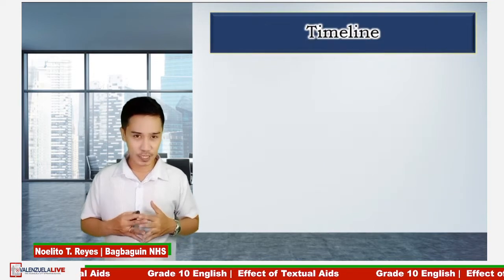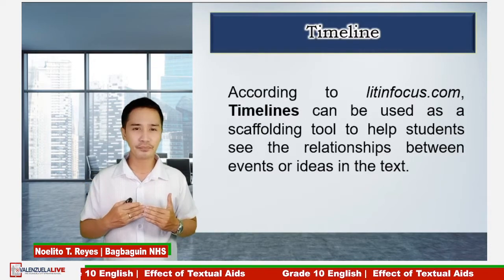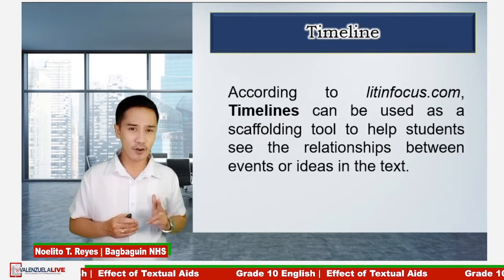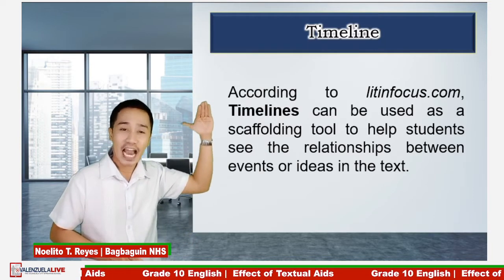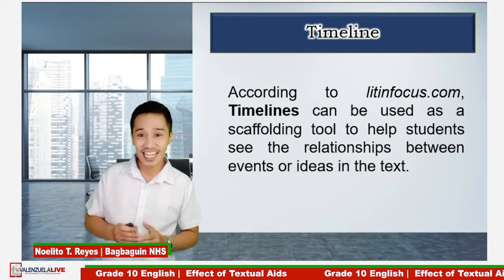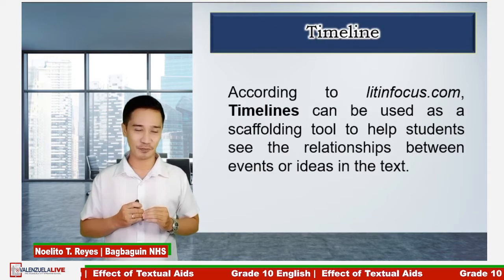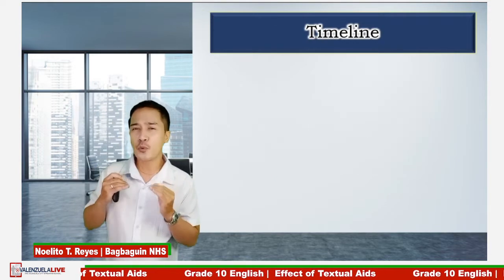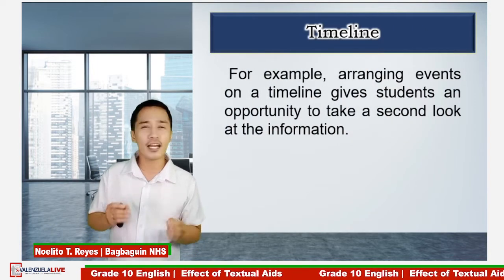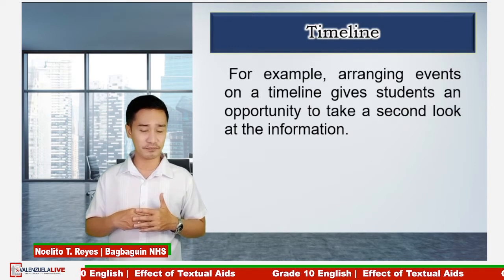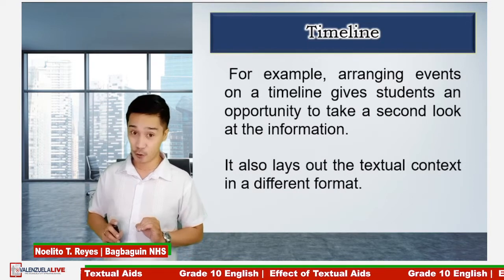Students need to be able to analyze the structure of a text on a deeper level. According to litinfocus.com, a timeline can be used as a scaffolding tool to help students see the relationships between events or ideas in the text. For example, arranging events on a timeline gives students an opportunity to take a second look at the information. It also lays out the textual context in a different format.